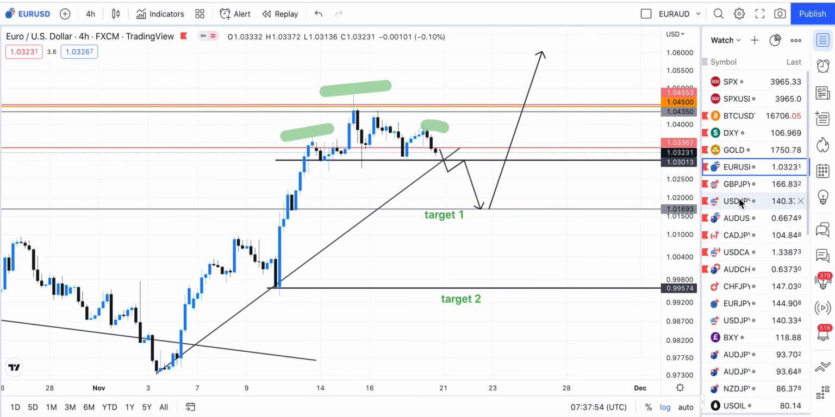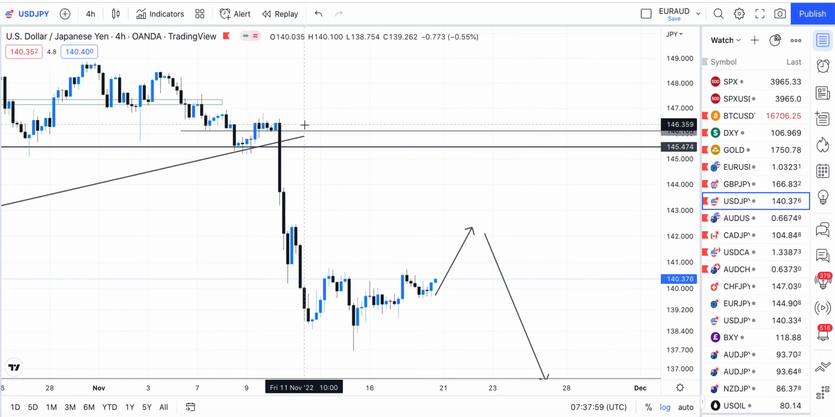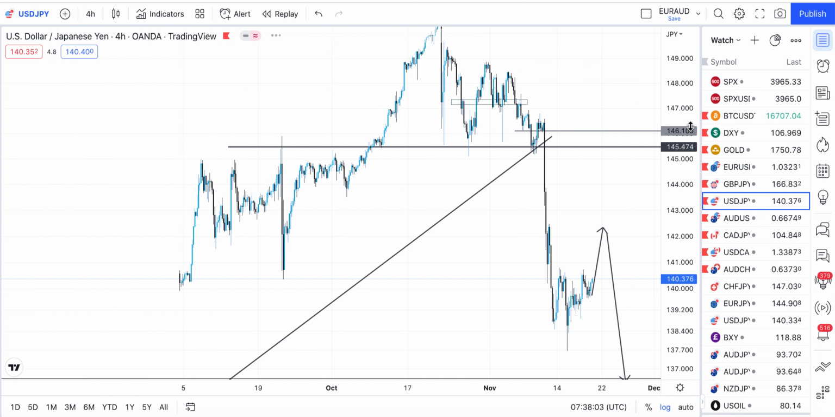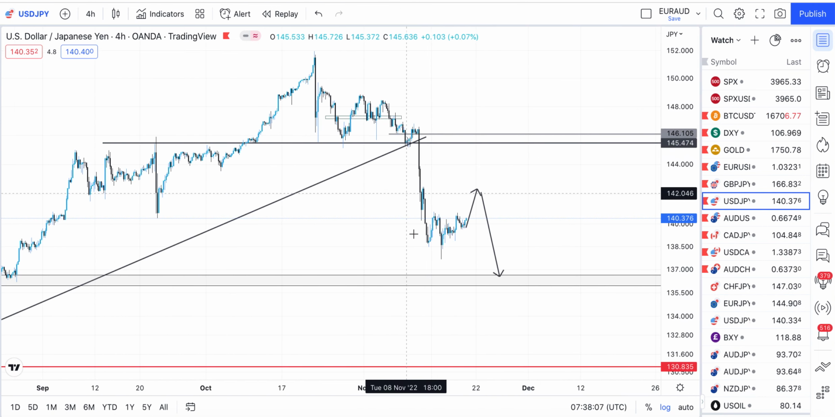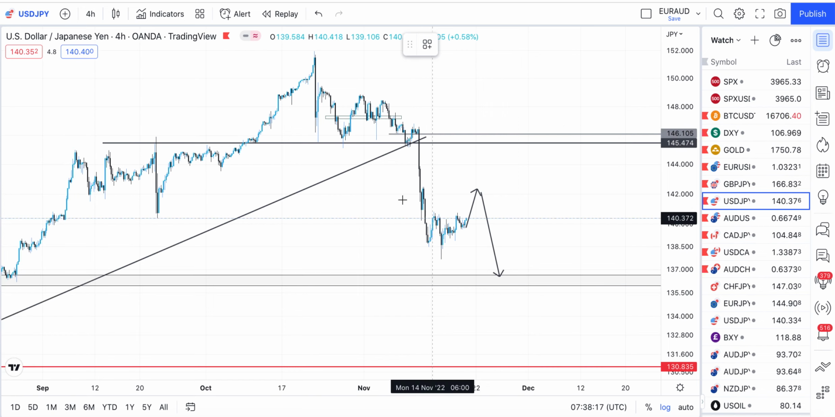So the next one is US dollar JPY. All the US dollar pairs, we are seeing almost the same thing in all. So this one too, we can see that there is a formation of something we call the head and shoulder at that particular level. So if I want to show you the first, the second, and then the head.